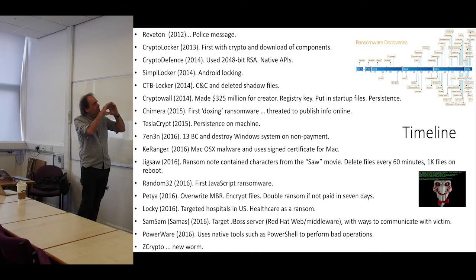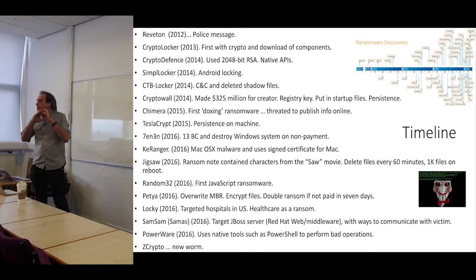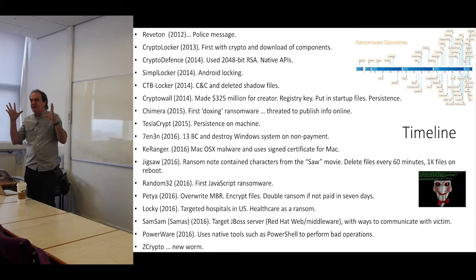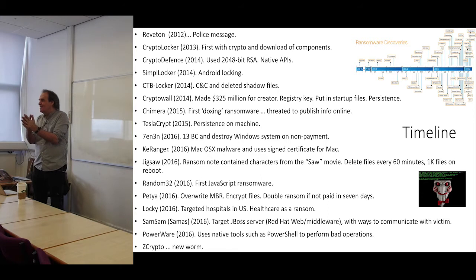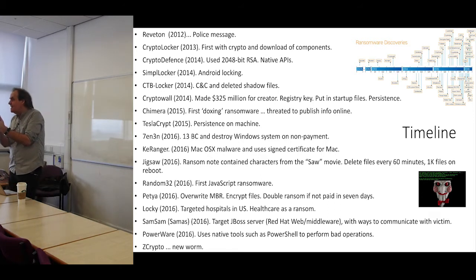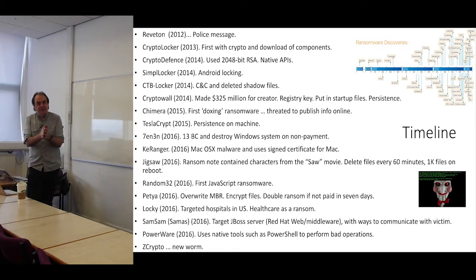So the Reveton was 2012, and you've probably seen that message. Have you ever gone to a website and there's a graphic that says you've gone to a bad place and we're reporting you to the Met Police. Please now pay one Bitcoin from this account. I don't expect you to own up to that, but you have seen that type of message.